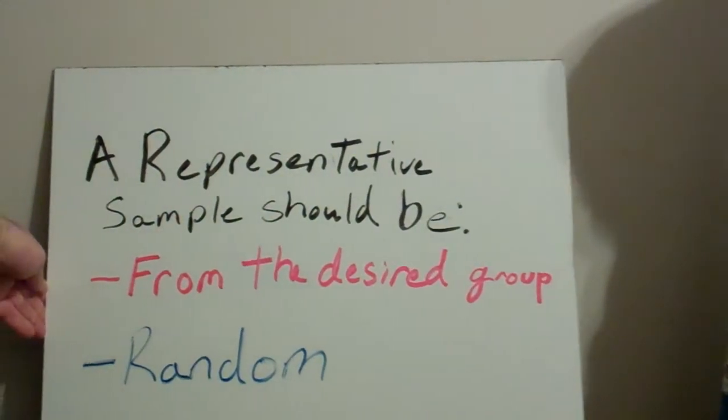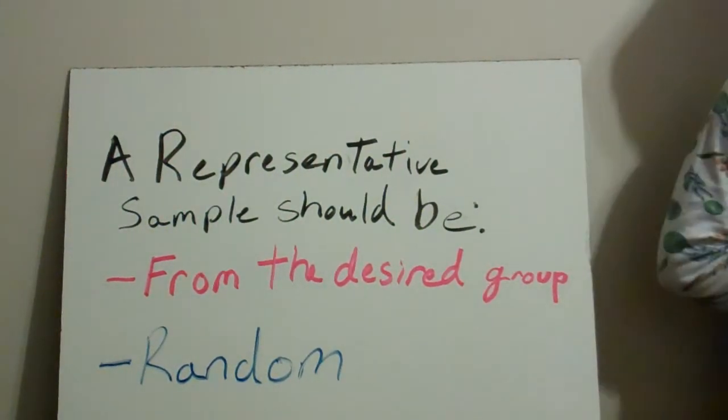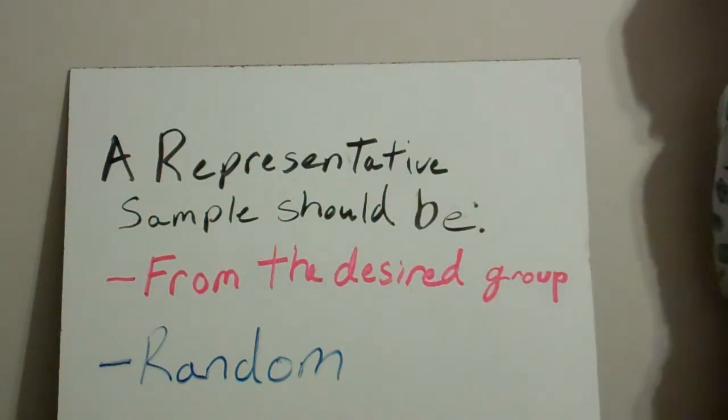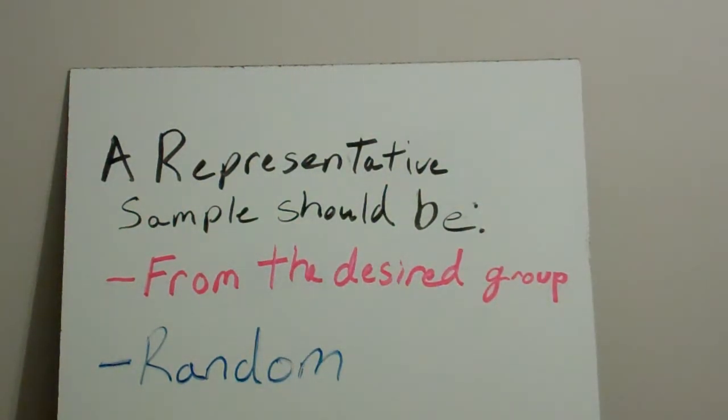Okay, a representative sample should be, number one, from the desired group. If we're looking at people who have brown hair in the United States, we wouldn't want to poll people from Europe or Asia or another country. So it should be from the desired group.